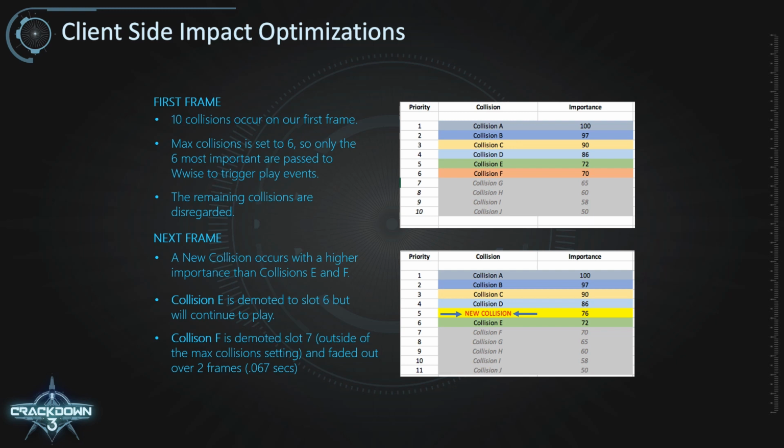Okay. So here's our hypothetical situation. On the first frame, we have 10 collisions. Our max collisions is set to 6, so that means only the 6 most important are going to be passed to Wwise to trigger play events. The remaining collisions are just simply going to be disregarded as if they never happened.